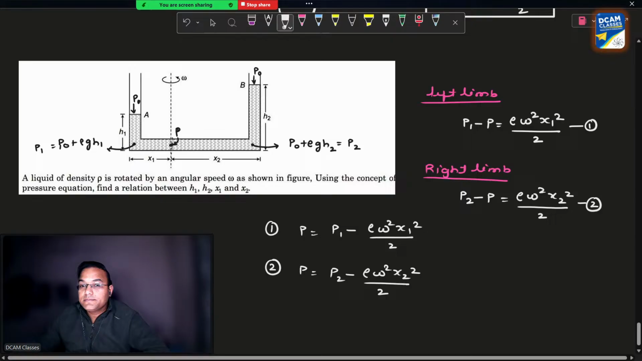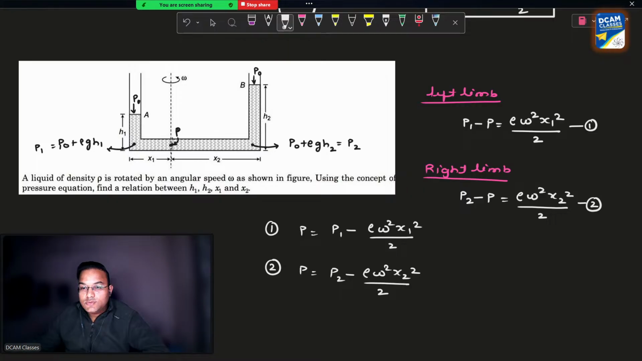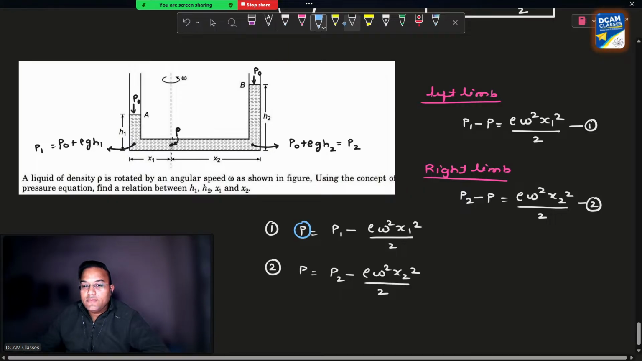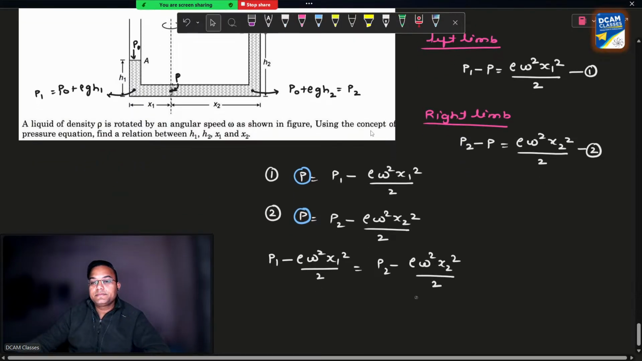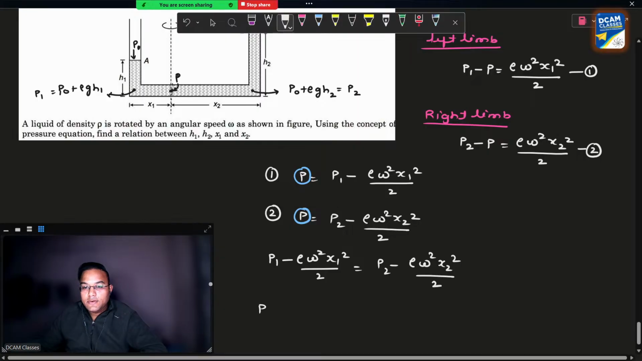What is P1? You already found P naught plus rho gh1. Since these two values of P are the same, can I equate them? Yes, sir. So P1 minus rho omega square x1 square by 2 is equal to P2 minus rho omega square x2 square by 2. P1, P2 values I'll put here. P1 is P naught plus rho gh1 minus rho omega square x1 square by 2.